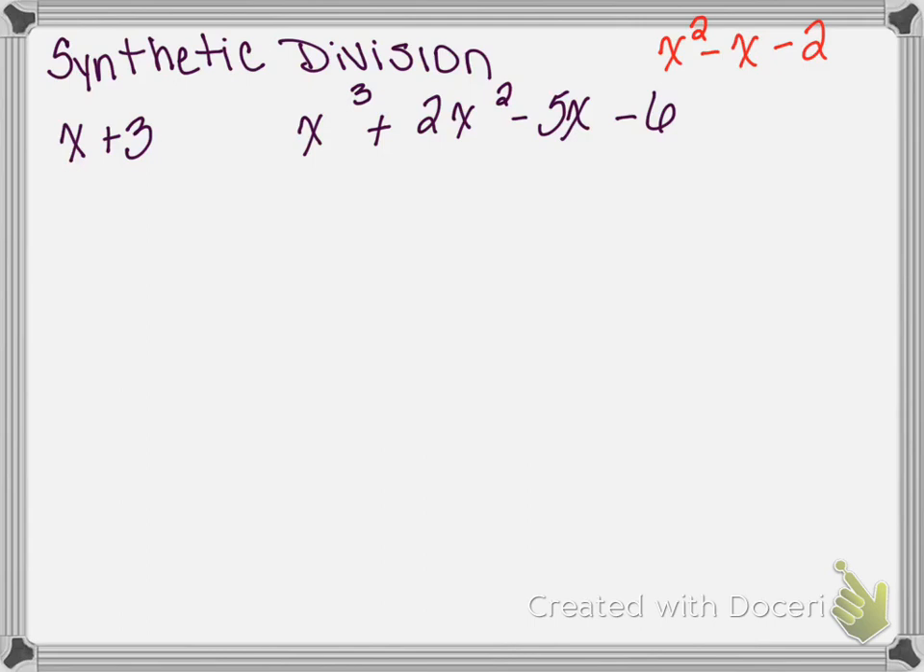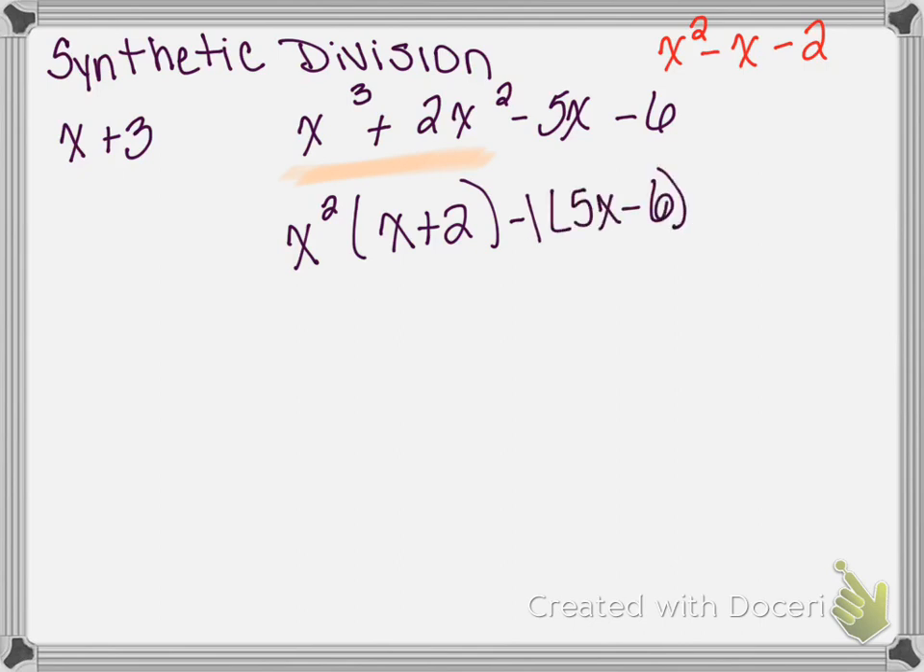Now the reason that synthetic division is important is because if you try to factor x to the third plus 2x squared minus 5x minus 6, you will notice that we cannot factor this by grouping. We could take out an x squared for our first two terms, but when I start to take out something common in the second terms, the only thing that I get is a -1, and then I'm left with 5x minus 6.